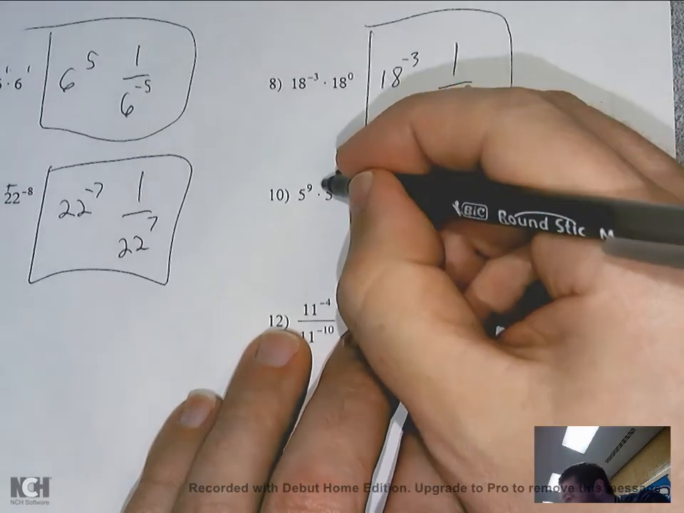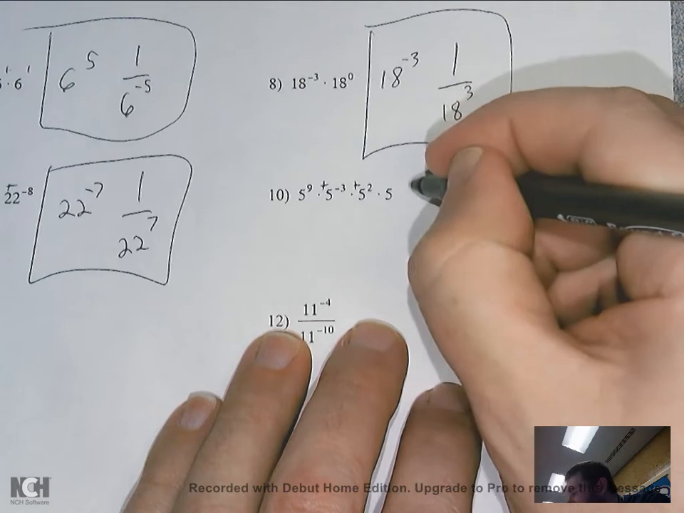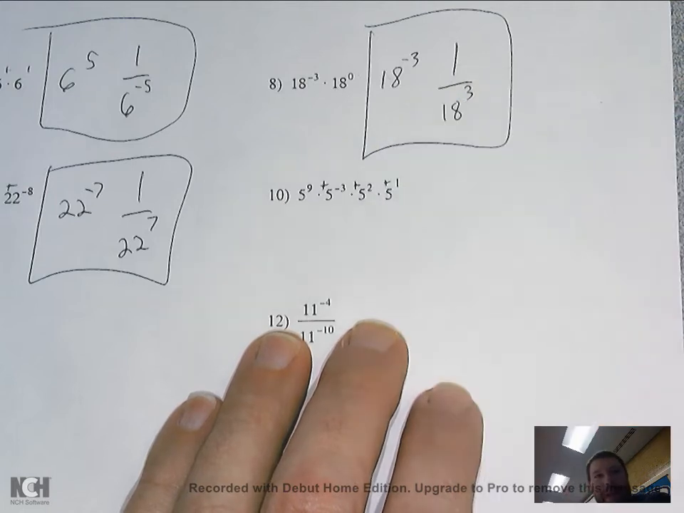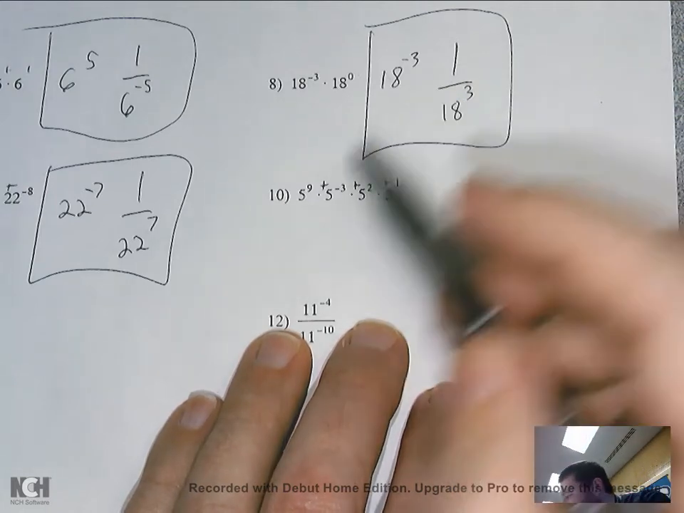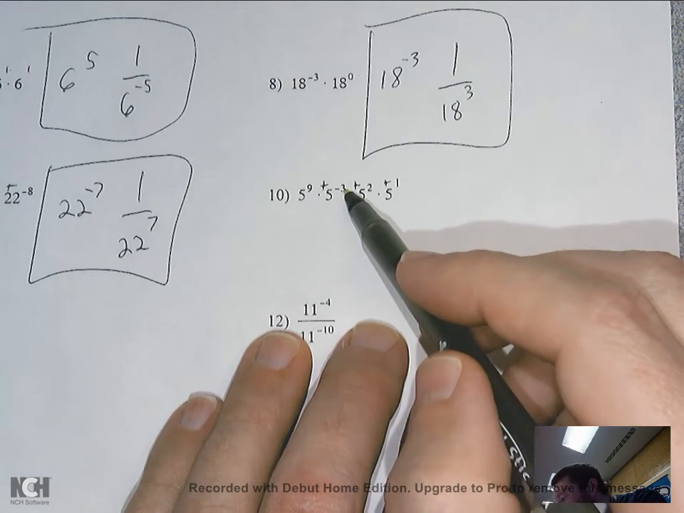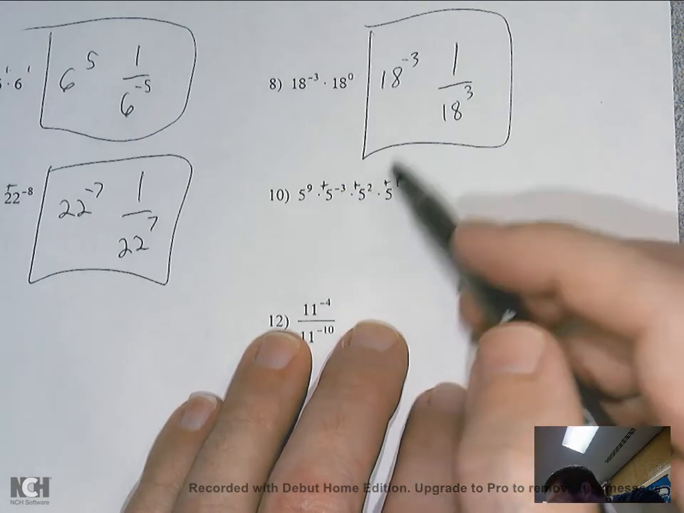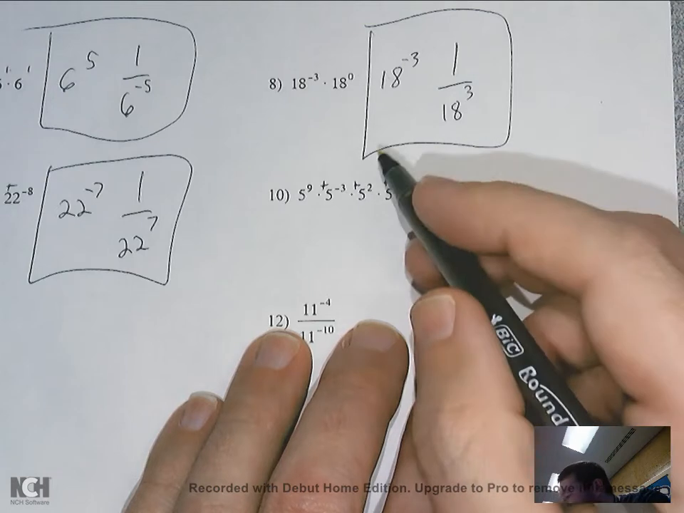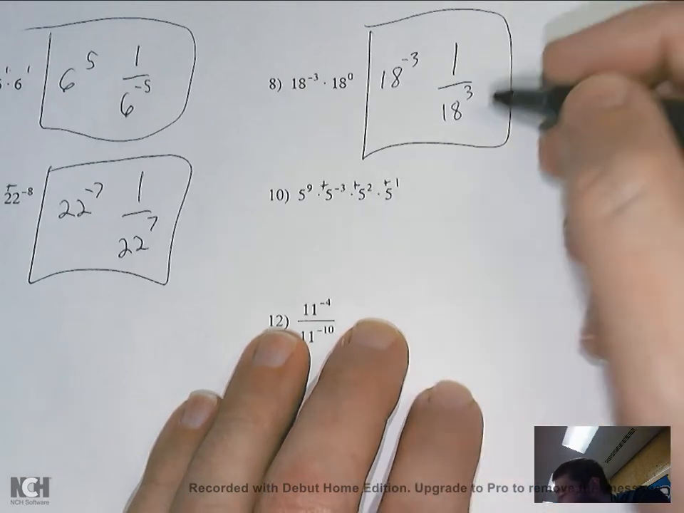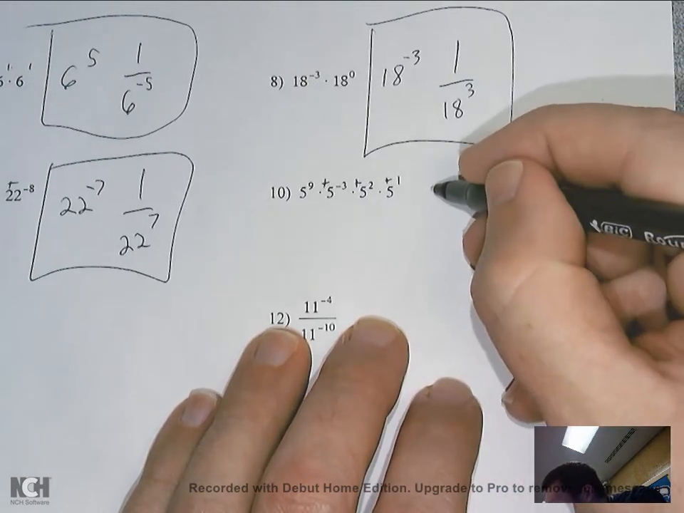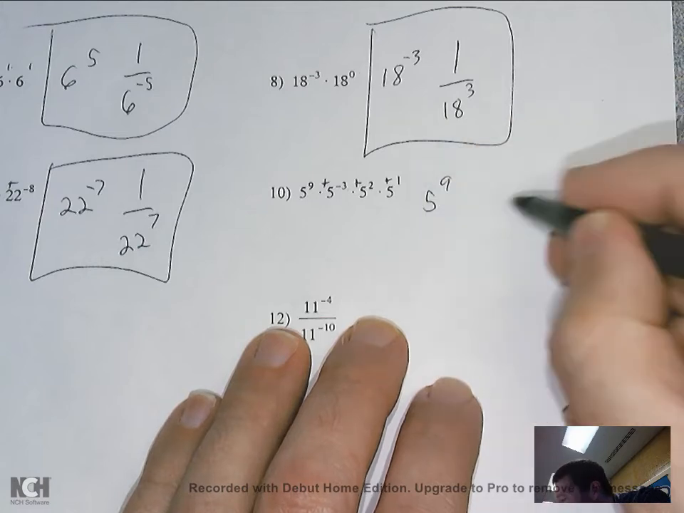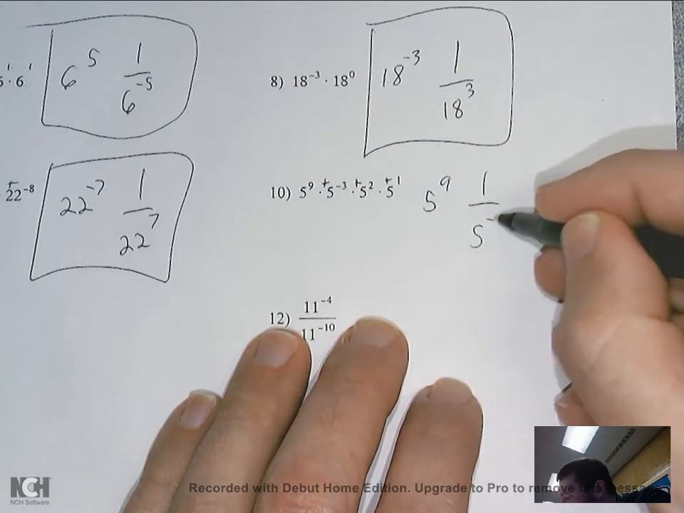Okay, again, we're adding 9 plus negative 3 plus 2 plus 1. If there's no exponent there, it's a 1. So 9 plus negative 3 is 6, plus 2 would be 8, plus 1 would be 9. So this would be 5 to the 9th, or 1 over 5 to the negative 9.